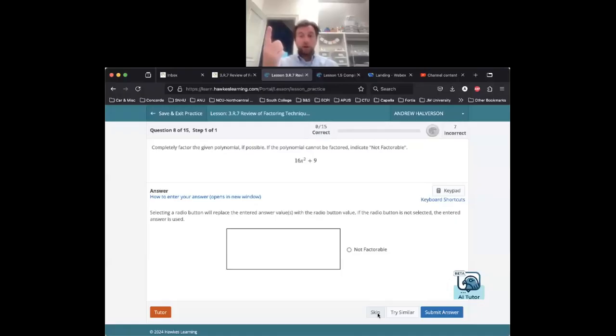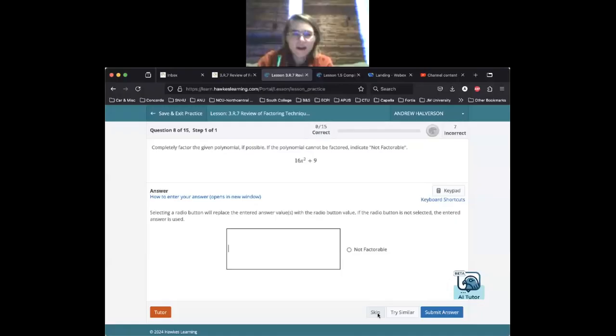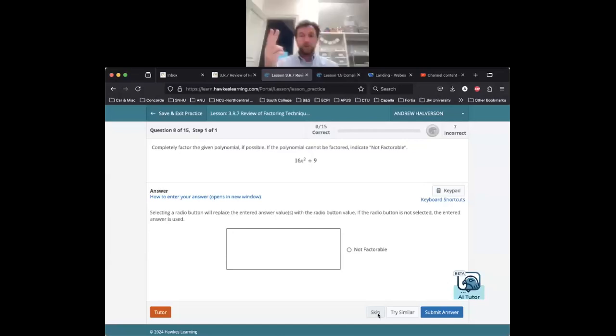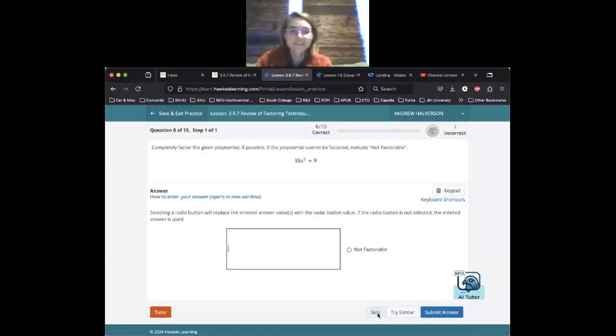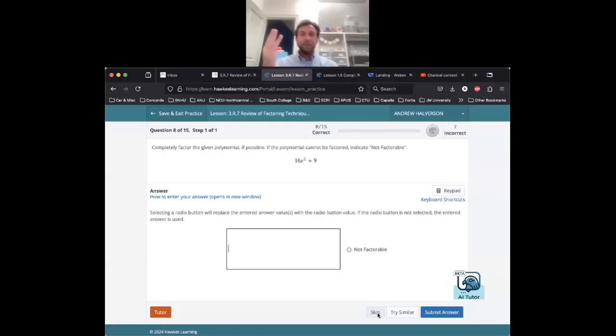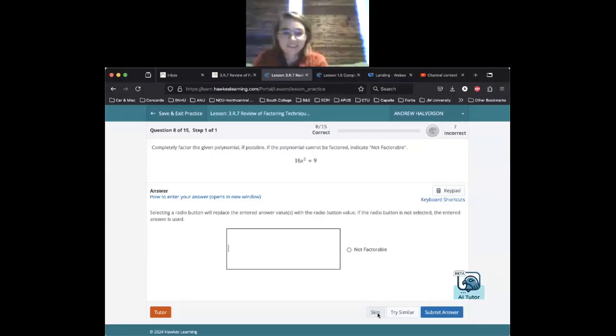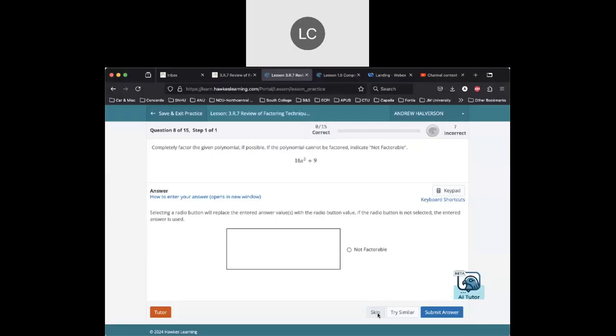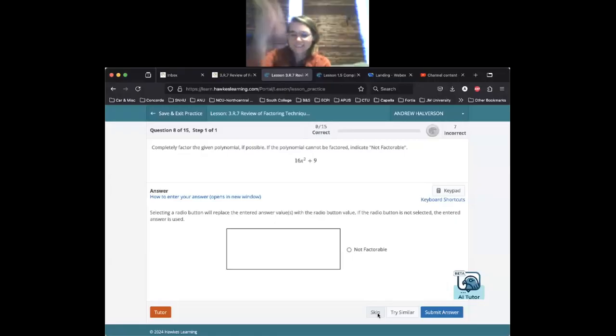Let's go through the checklist. Does it have two terms? Yes. Are the two terms perfect squares? No. Well, oh, yes, they are. Okay. Is it a difference? No, there's no subtraction sign. Ah, that's what we're looking for.